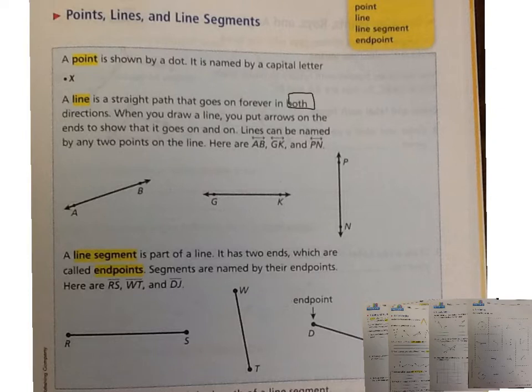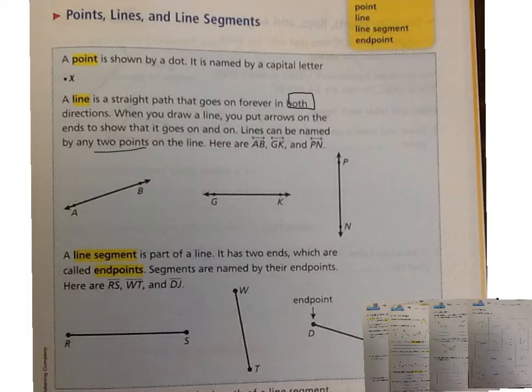You'll learn later, I'm not quite sure if it's today's lesson or tomorrow's, about what happens if it doesn't go on forever in both directions. That's called a ray, and we'll talk about that later. When you draw a line, you put arrows on the ends to show that it goes on and on. Lines can be named by any 2 points on the line.